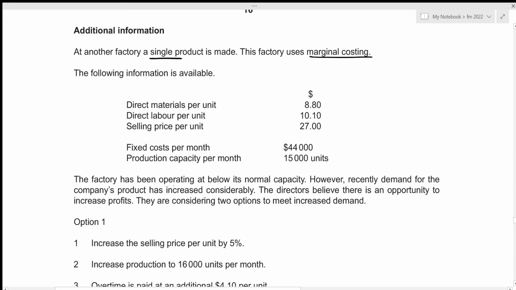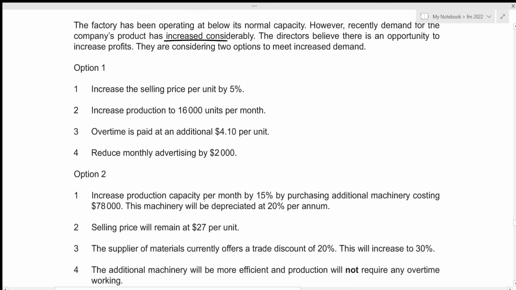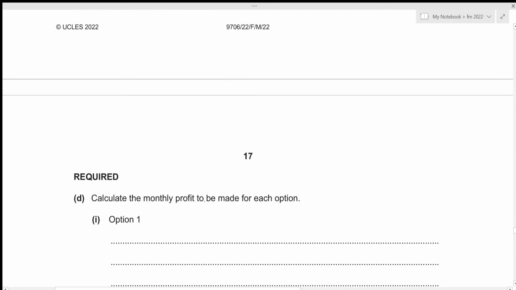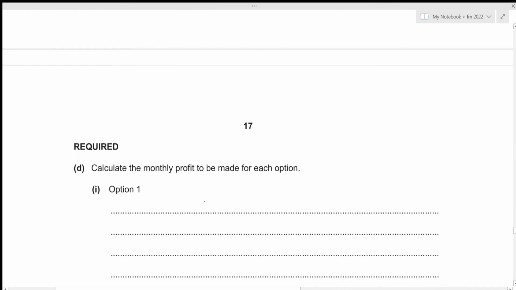Then the factory has been operating below its normal capacity. However, recently demand for the company's product has increased considerably, and the directors believe there is an opportunity to increase profits, so they are considering two options to meet increased demand. Okay, first of all, let's have a look at the question. For the first part, we need to calculate the monthly profit to be made by option 1. So let's have a look at option 1.